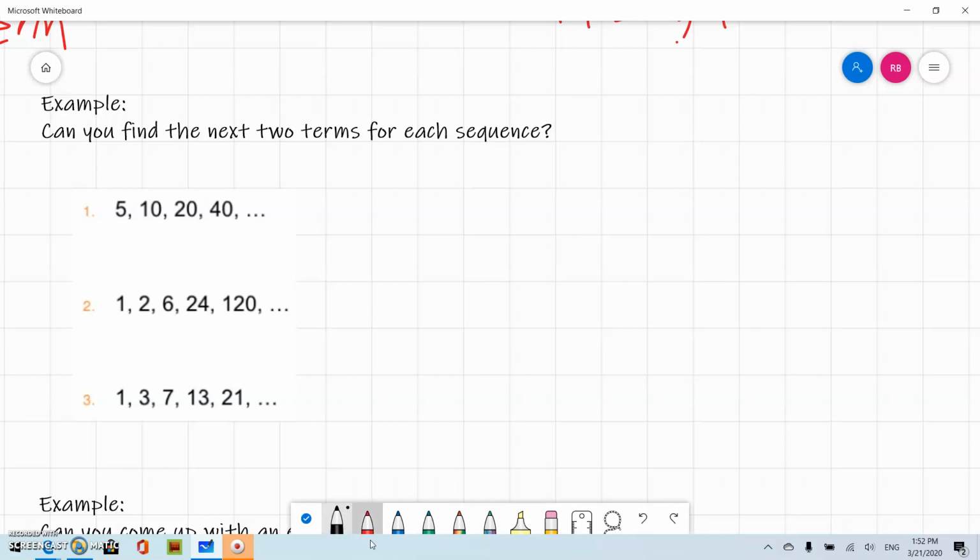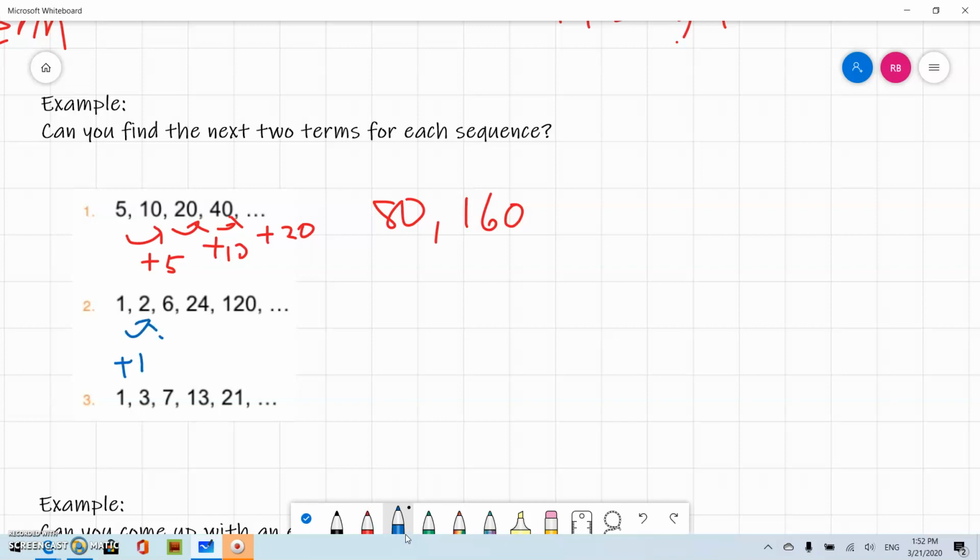Okay, hopefully you stopped. So first thing, we have to recognize a pattern here, right? 5 and 10, it increased by 5. But then here it increased by 10. And then it increased by 20. So it almost looks like if you multiply the previous term by 2, you will get the next term. So then the 2 terms that you're looking for are 80 and 160.